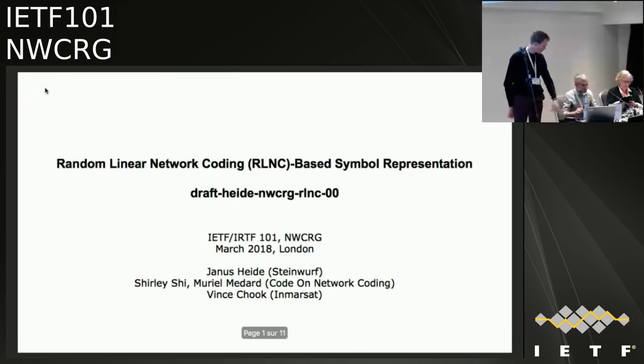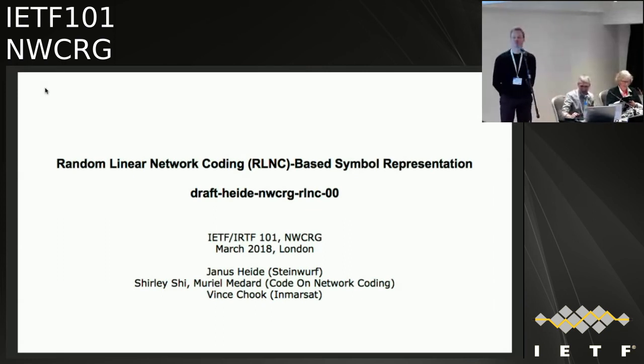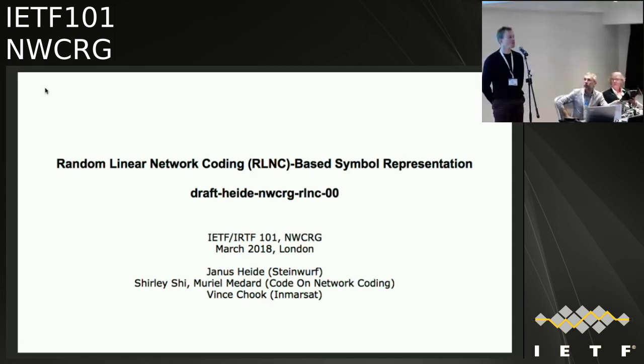Can I press that one? No, I did not. So just tell me. You have the floor. Okay, good. Hello, thank you to the chairs, and thank you to the other authors: Merle, who is with us remotely, and Shirley from Codon, and myself from Steinberg, and Vince from Inmarsat. Can you hear me? Yes. So, can you give me my first slide?